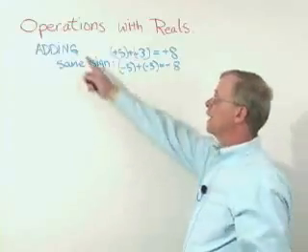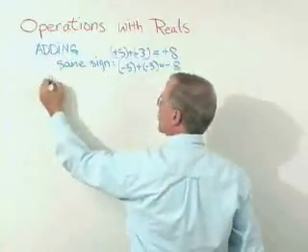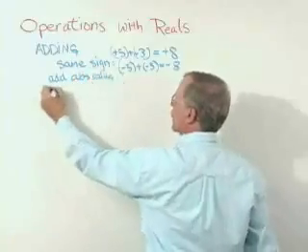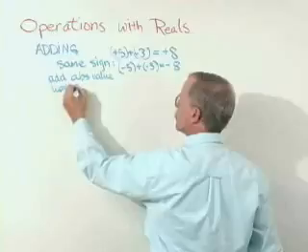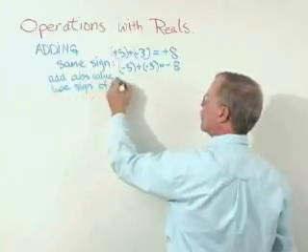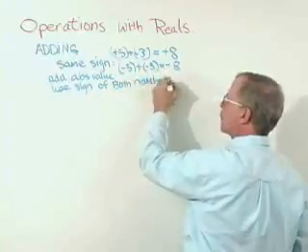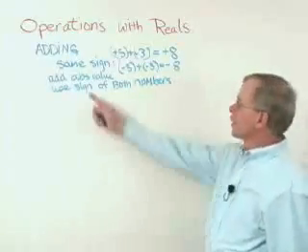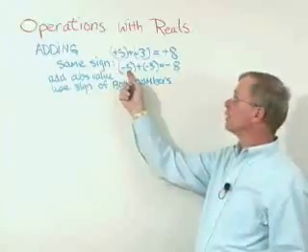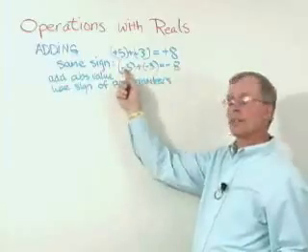So when you're adding same sign numbers, just add the absolute values and use the sign of the numbers. Use the sign of both numbers, since they're both the same. Adding the absolute values works like this: the absolute value of negative 5 is positive 5, the absolute value of negative 3 is positive 3. 5 plus 3 is 8, but the signs of the two numbers are negative.